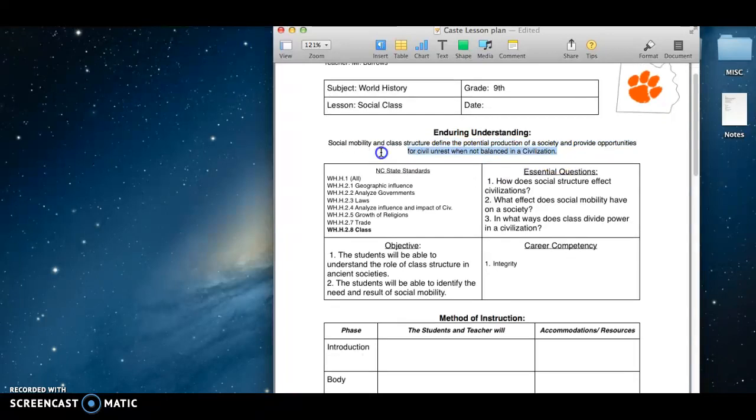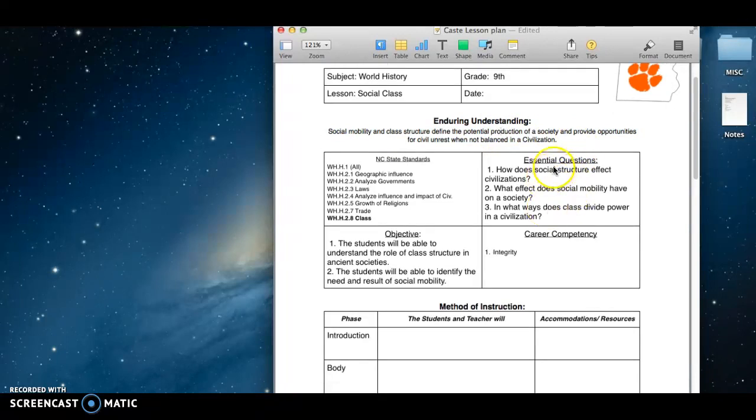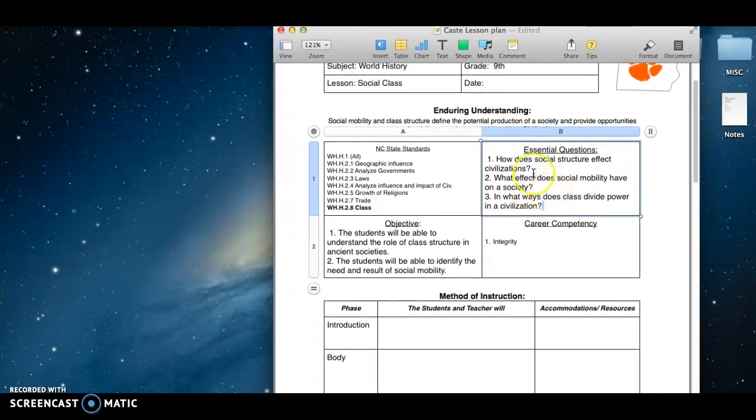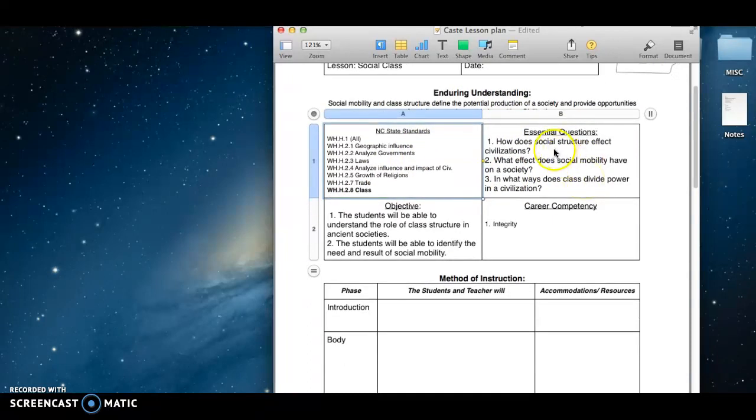But ideally, this enduring understanding here, this is like the forest that you want the students to see, that big picture. And then these essential questions here, these are like the trees. These are the trees that make up that forest. So these are the really important things that students need to know to understand that standard as a whole. All right, so a good essential question: how does social structure affect civilizations? That's okay, because it can give you a couple different answers, but a good essential question should be answered with an argument, opinions. It shouldn't be answered with one word.